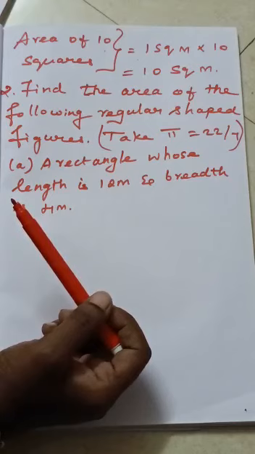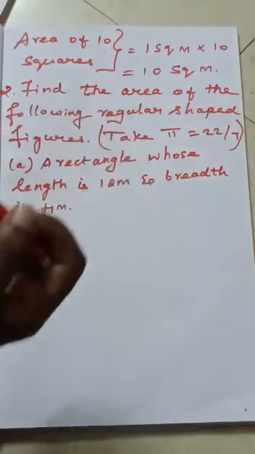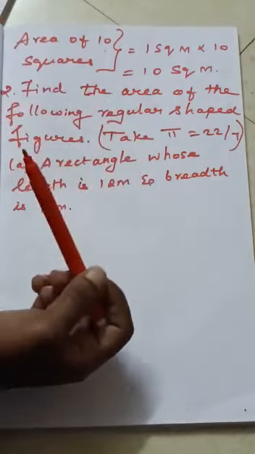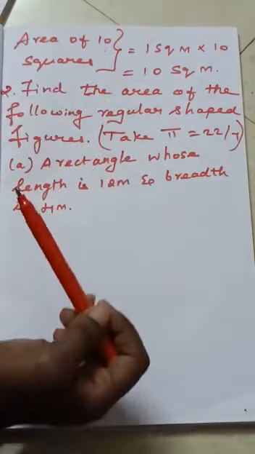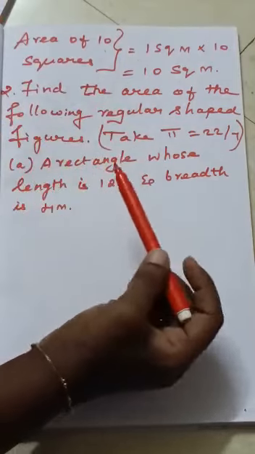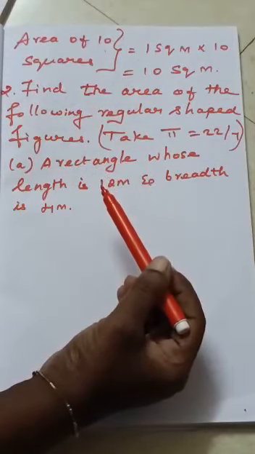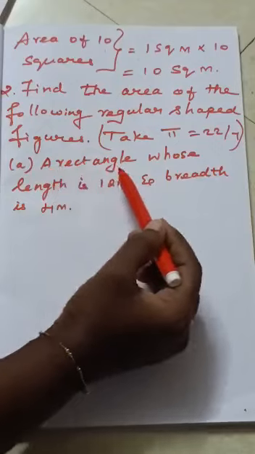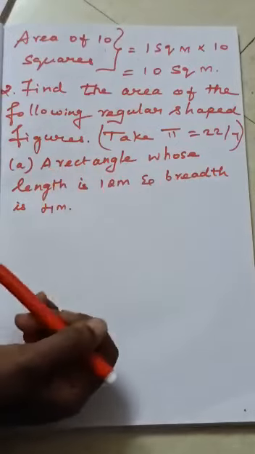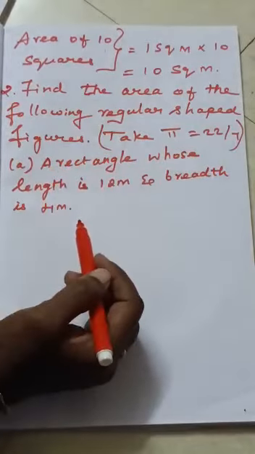tabulation, we have learnt about square, rectangle, circle, right? So those are all the regular shaped objects. In that we have three options actually. In that first option, the figure we are going to find is a rectangle whose length is 12 meter and the breadth is 4 meter.